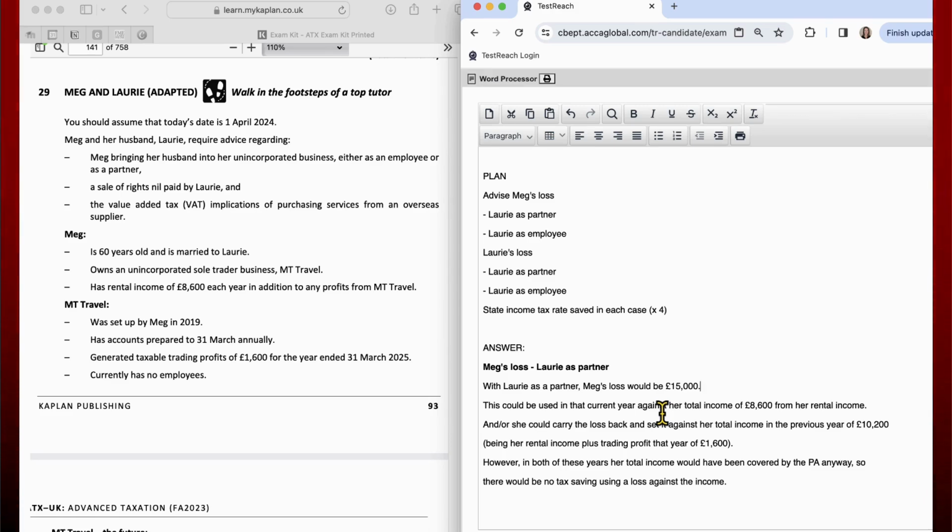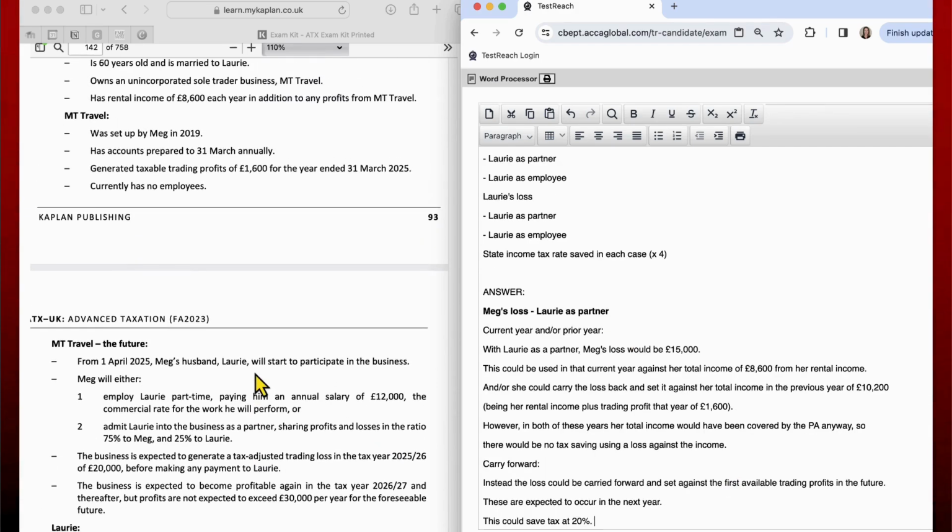But she's got a personal allowance anyway, doesn't she? And that would be set off against that income, and there would be no tax to pay for her anyway. So it would be a waste using the loss that way. So bearing in mind that I want to talk about the income tax rate being saved, I'm going to say there's no tax saving there. But there is that other option for her. We could carry the loss forward as an option. It actually doesn't matter which order you discuss the loss relief options. So I've gone with the current year and prior year first, and then I'm going to talk about carrying forward as an option, but you could have started off with carrying forward as an option. It doesn't really matter here.